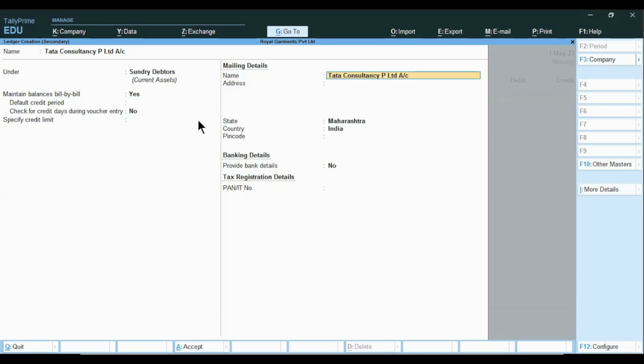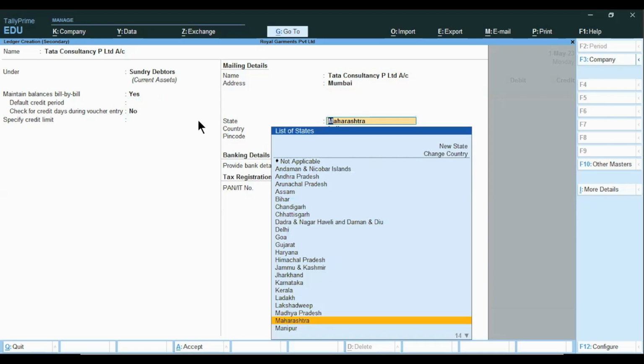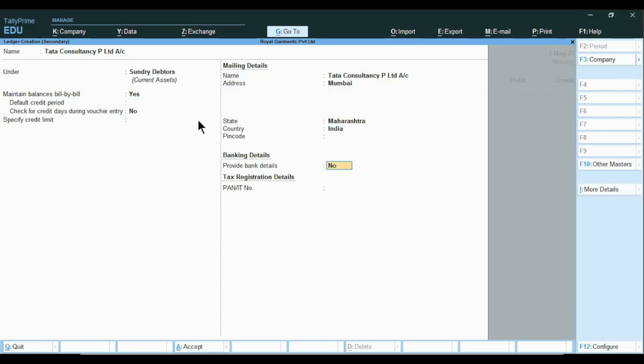Now this Tata Consultancy, as this is a debtor, we need to give the address of this company. So it is in Mumbai, suppose. Give the state. It is important when we will pass the entries of GST invoices. So at present, just select the state, pin code, his banking details. Suppose we want the information about his bank details. Suppose we need to return some money to that company. So in that case, we need banking details.